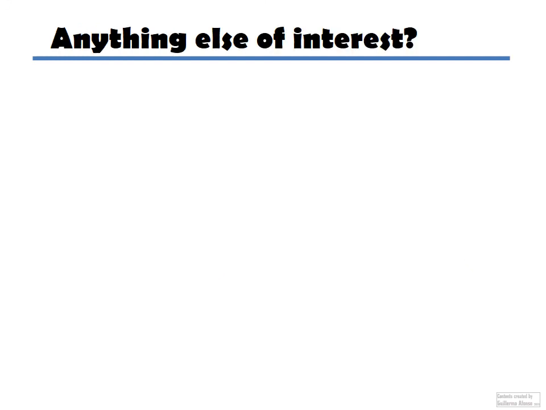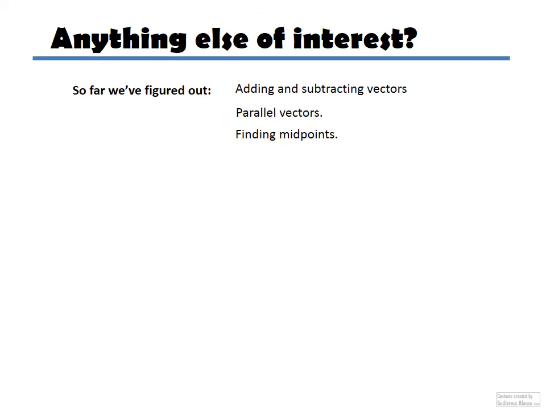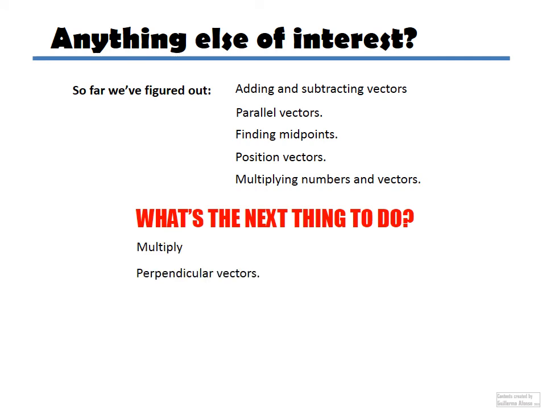So what else are we going to be doing? That really is pretty much it in terms of vector arithmetic. There's one important thing. We know how to add and subtract vectors. We know what parallel vectors are like. We know how to find the points in the middle. We know what position vectors are like. We know how to multiply numbers and vectors. But what about multiplying two vectors? What about perpendicular vectors? And what about the angles between vectors? And most importantly, we know about points, we know about vectors, but what about lines? And this is going to be the second half of the vectors program.